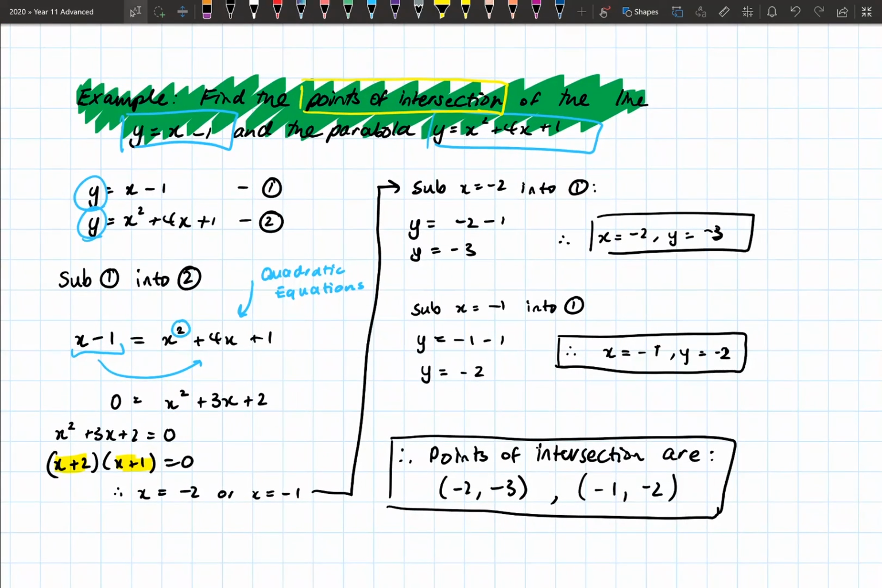So this is how solving simultaneous equations actually links to what it looks like graphically, which is our points of intersection. When we solve our simultaneous equations and we get those solutions, they end up helping us find the points of intersection between the two graphs that you would have gotten if you graphed them on a Cartesian plane.